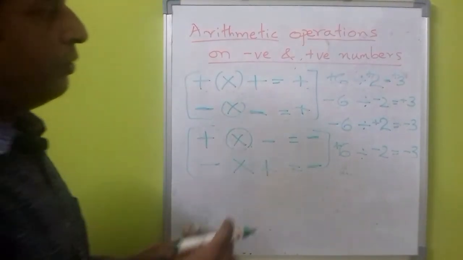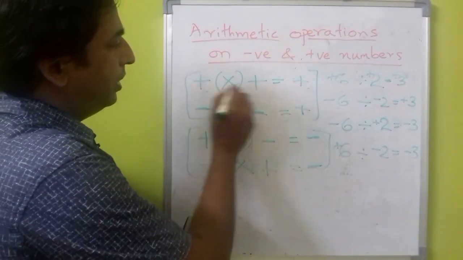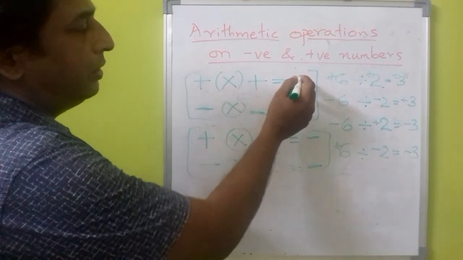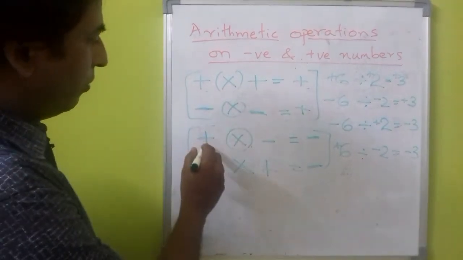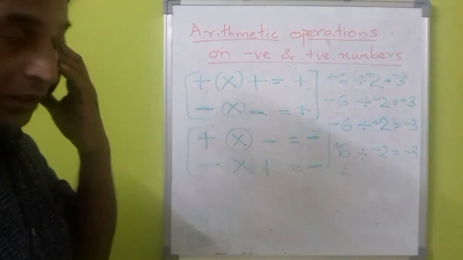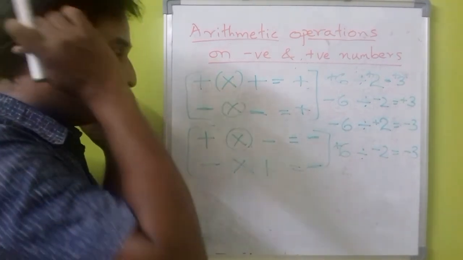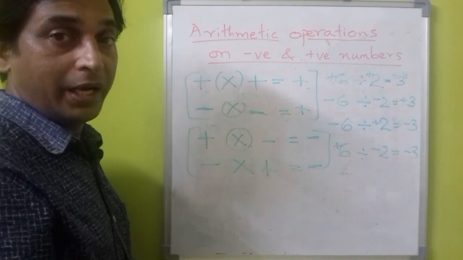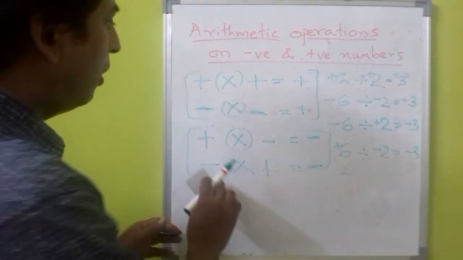The rule is when both the numbers have the same sign, you will get positive as the answer. When the signs of the two numbers differ, when one is positive and another is negative, you will get a negative number as the answer. Hope this is clear.